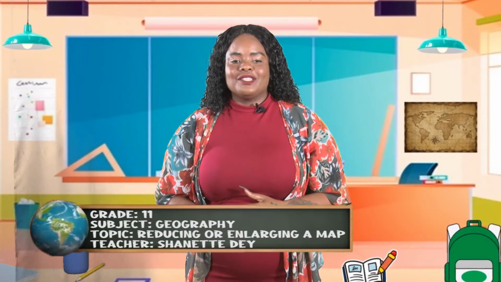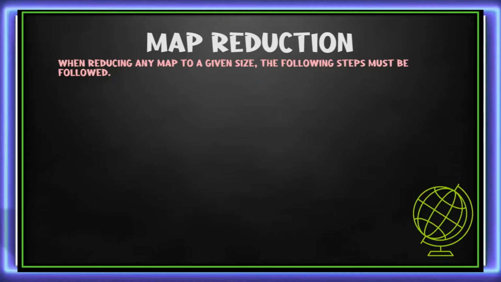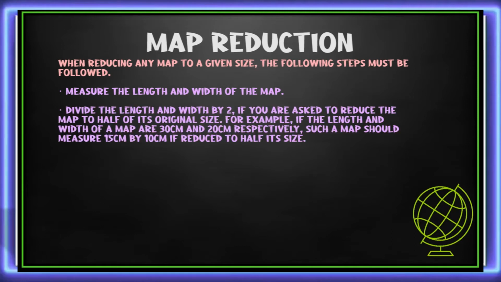Now, let's get into map reduction. When reducing any map to a given size, the following steps must be followed. The first thing we do is measure the length and width of the map. Divide the length and width by 2 if you're asked to reduce the map to half of its original size. For example, if the length and width of the map are 30 cm and 20 cm respectively, such a map should measure 15 cm by 10 cm if reduced to half its size.